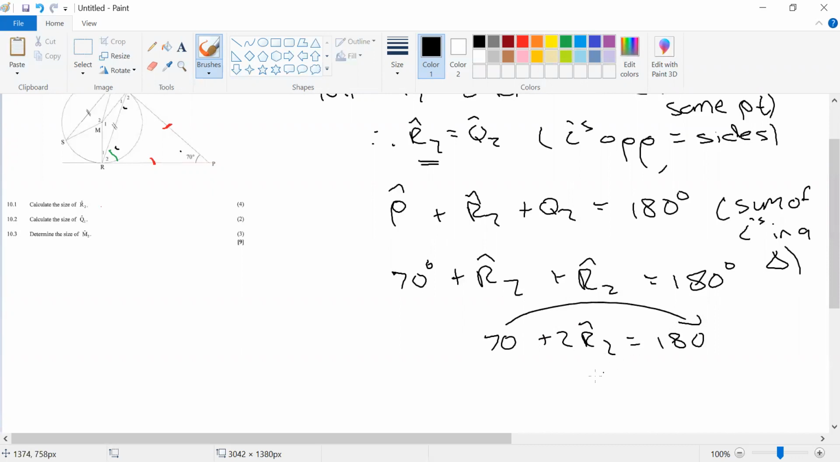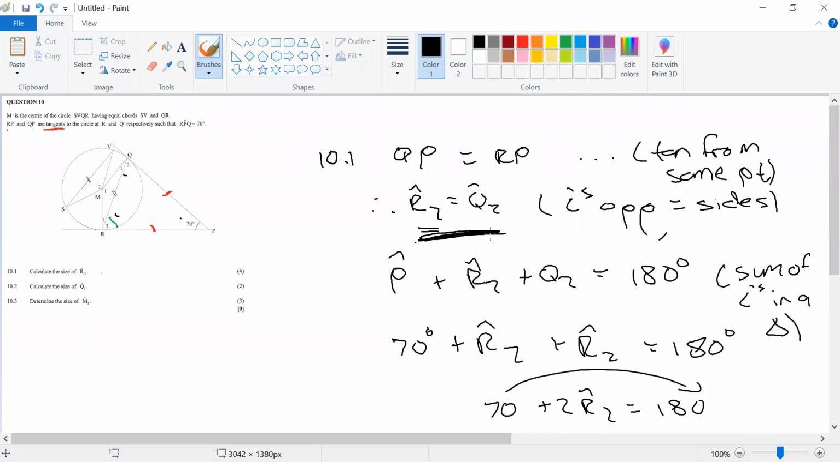Why do we have R2 instead of Q2? I didn't follow there. On the top over here, we said R2 is equal to Q2. So now instead of writing Q2, I can write R2, because I don't know what Q2 is. If I have R2 here, that means I only have one unknown, and I can easily solve an equation with one unknown compared to when I have two unknowns. Okay, I thought as much. I just wanted to double check.